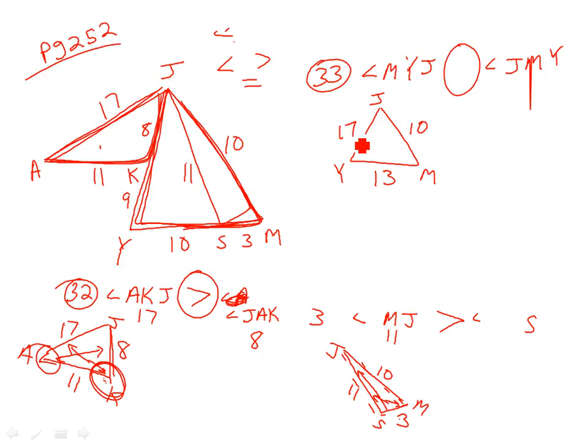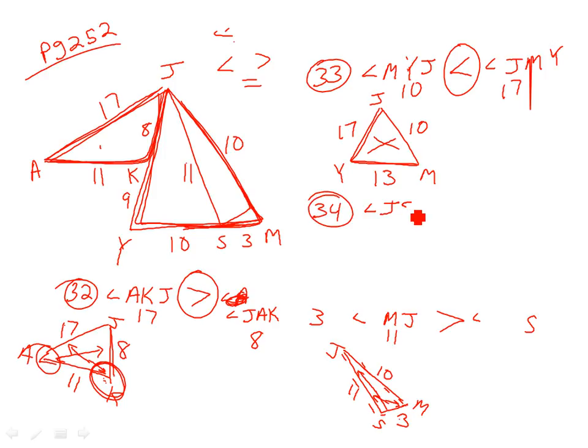Which side's across from angle MYJ, Tristan? Which one is it? 10? Which one's across from JMY? What symbol's gonna go in there, Keith? Less than.